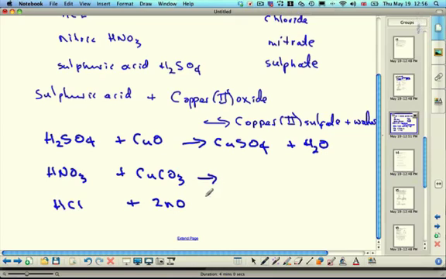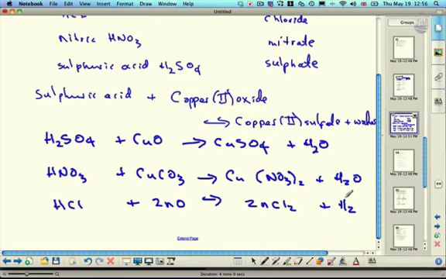Okay, so you should have found that you're going to get copper nitrate will be the salt. Copper nitrate has this formula. And here you should have found that you would get zinc chloride, and zinc chloride has this formula, and hydrogen because it's a reactive metal. Try and balance those equations now.